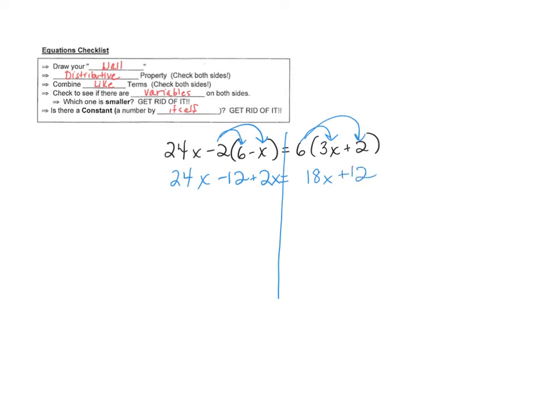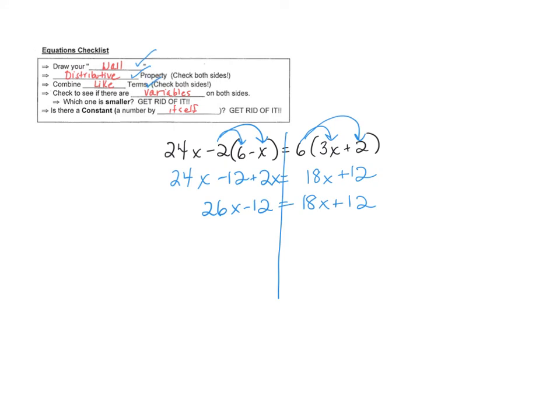So in my checklist, I have drawn my wall. I have used the distributive property. It was on both sides. Now I'm checking to see, can I combine any like terms? And I see that on the left-hand side, I do have like terms that I can combine. I can put that 24x with the positive 2x, and it's really 26x minus 12 equals 18x plus 12 over here. So I'm going to check off that I combine like terms.